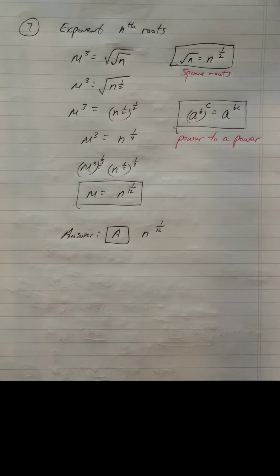That states that any base a to the b power, then raised to the c power, is a to the b times c. So m cubed equals n to the quarter power. Since we want m on the left, we'll raise each side to the third power. 3 times the third is 1, so the left side becomes m. On the n side, n to the quarter to the third is a quarter times a third, which is a 12th. Therefore, the correct answer is A, n to the 1/12th power.